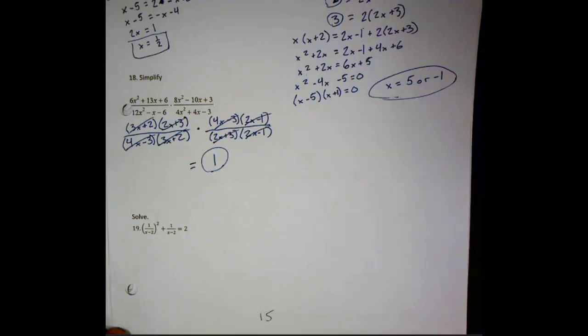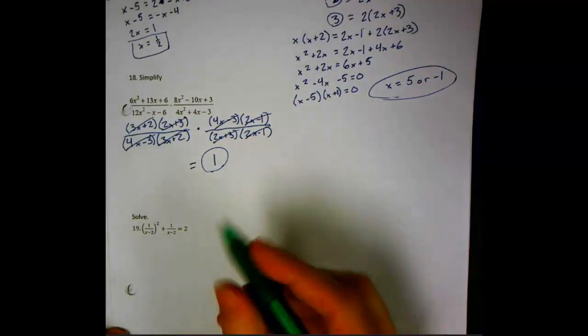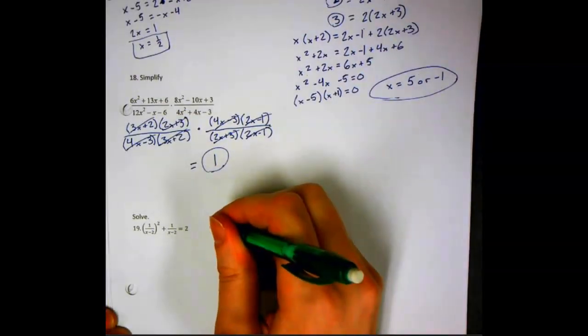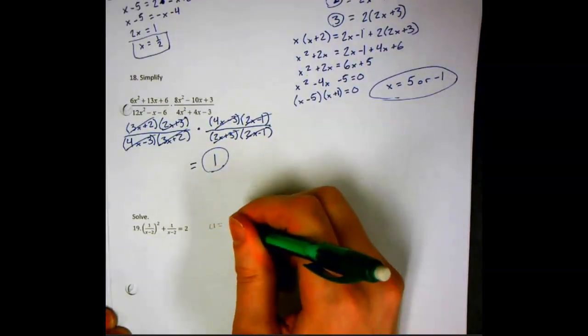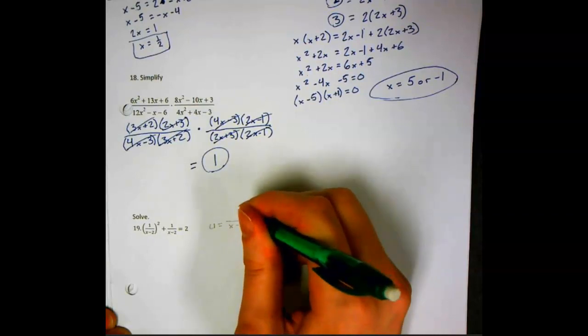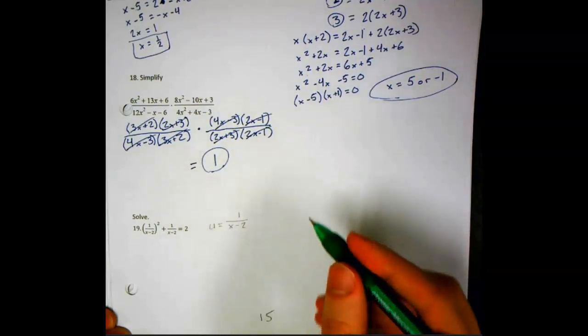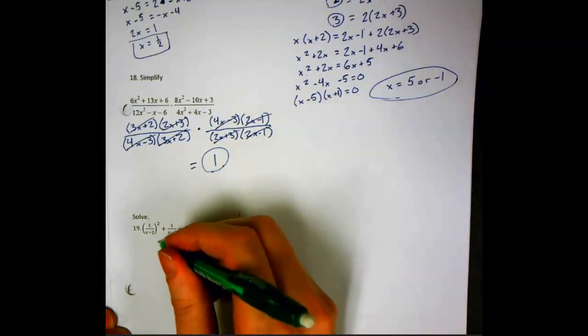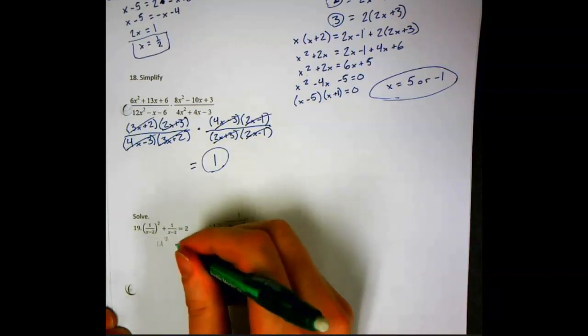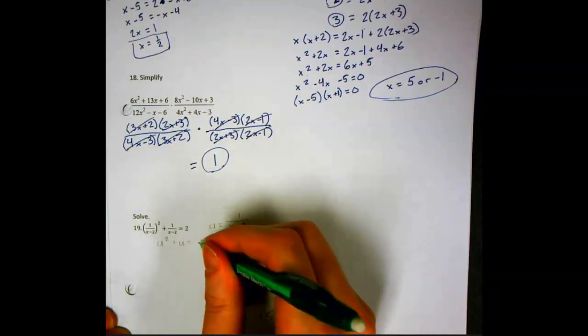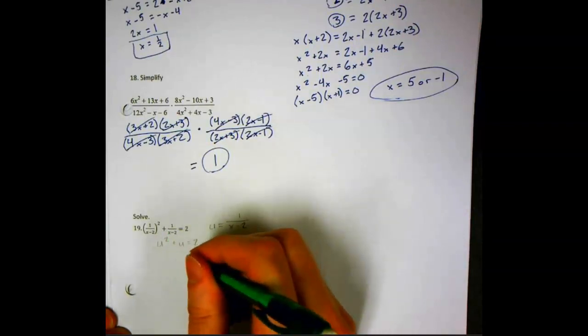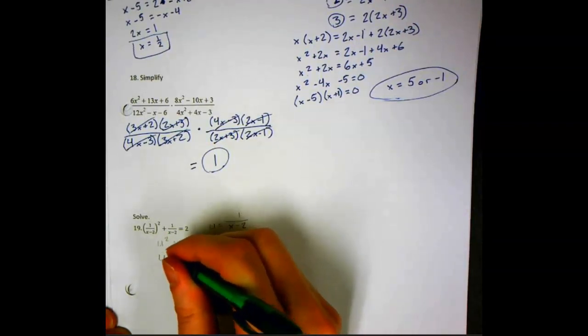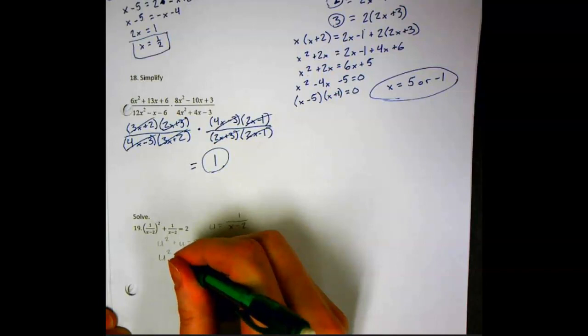Okay, so today we are working on problems 19 through 21 and finishing off the homework. For problem 19, we are going to be using u substitution. Remember, we're going to be substituting 1 over x minus 2 for u. So when we plug this back in, we'll have u squared plus u equals 2. We're going to subtract that over so that we have a quadratic.